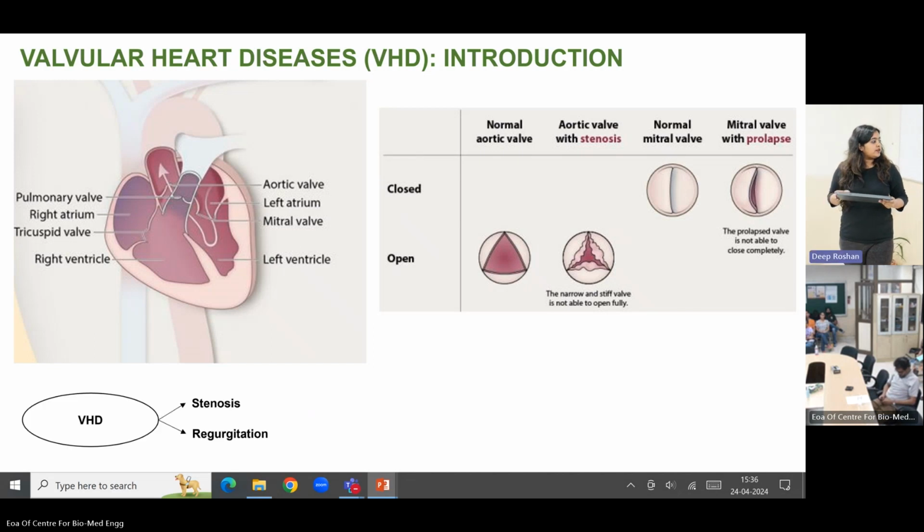There are two kinds of VHDs that can occur. One is stenotic and one is regurgitative. Stenosis is the stiffening of the leaflets, which causes improper opening and obstructs the blood flow. And regurgitation is leaky valves, so the valves do not close properly, and what happens is that the blood flows back, or rather leaks, in a direction opposite to the normal flow.